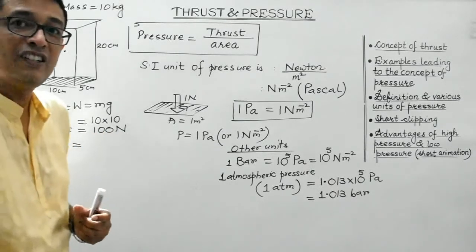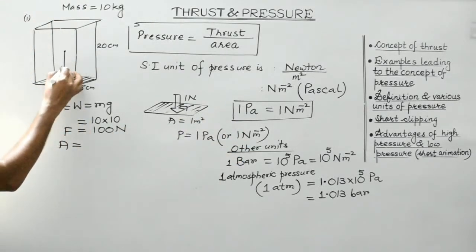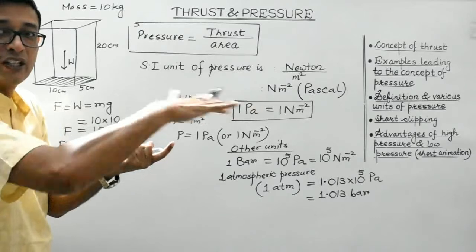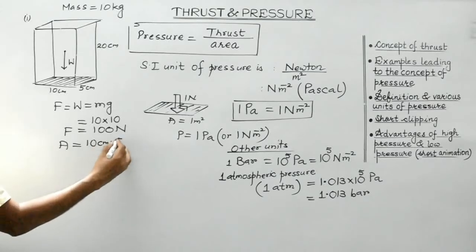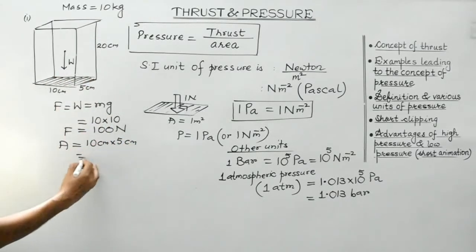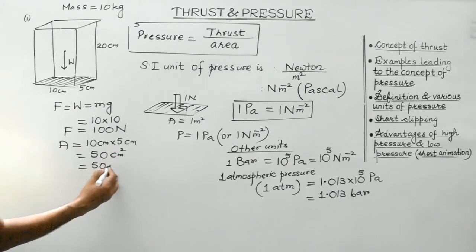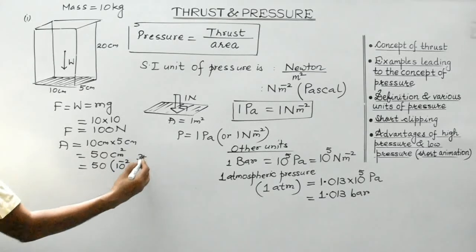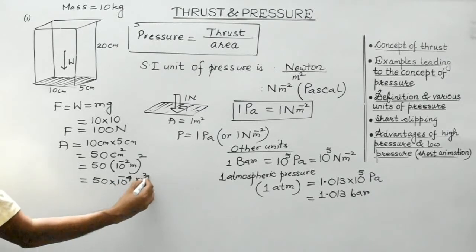And what about the area? Which area is to be considered? The area of the body which is in contact, right? And here the weight will be acting like this. This is the weight. And this is the area of contact, which is placed on the supporting surface, right? So what will be the area? 10 centimeter into 5 centimeter. So it will be 50 centimeters square. Don't forget to convert it into meters. 1 centimeter is 10 to the power minus 2 meter. So we can write it like this: 50 into 10 to the power minus 4 meters square.